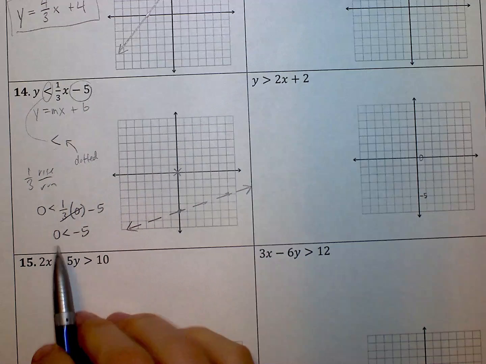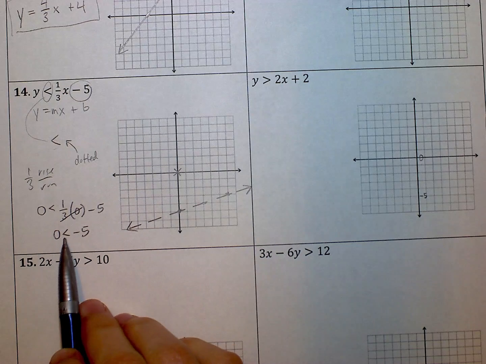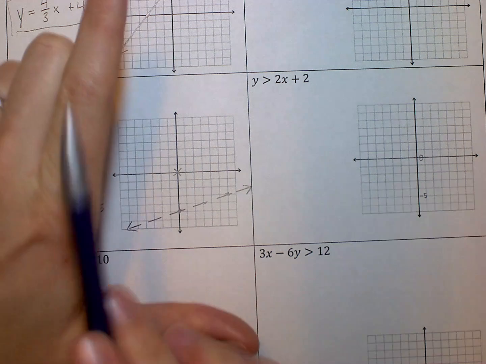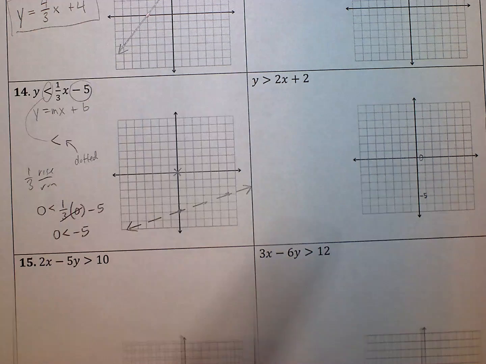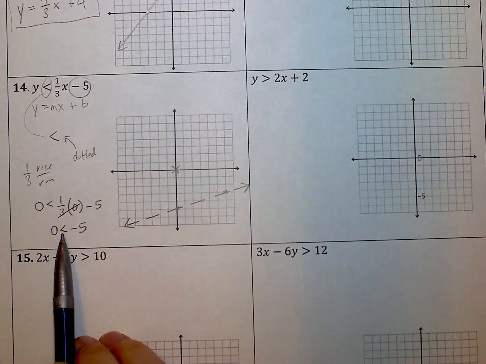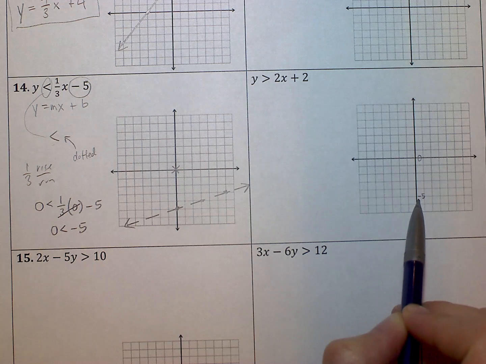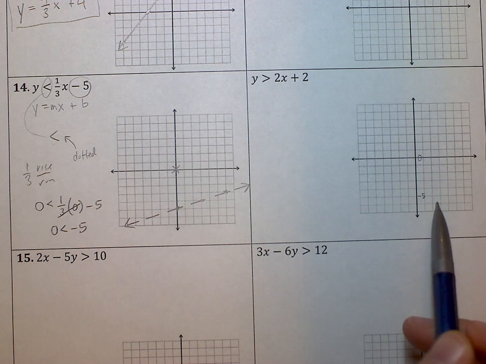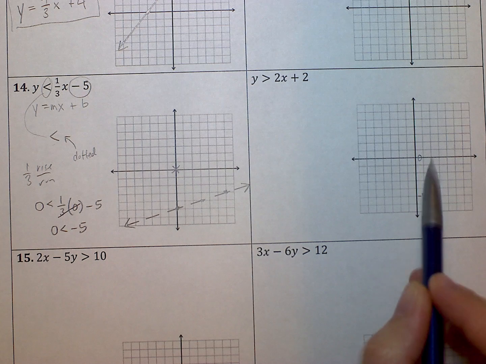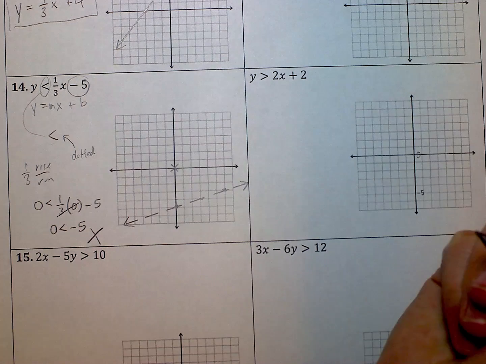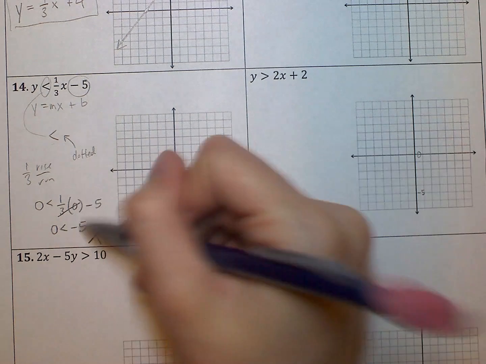Well, let's see what this says. This says 0 is less than negative 5. Remember, here's the L. You make an L with your left hand. That's the less than sign. This says 0 is less than negative 5. Is that true? Is 0 lower than negative 5? No. 0 is more than negative 5. 0 is more than any negative number. So this is actually not true. That statement is false.